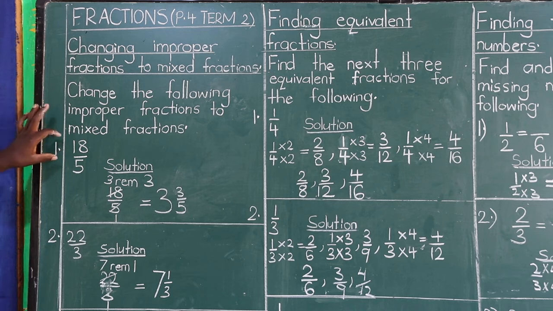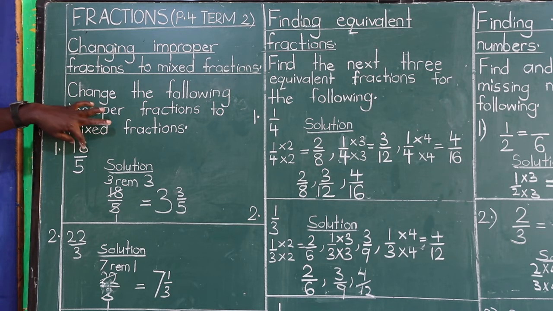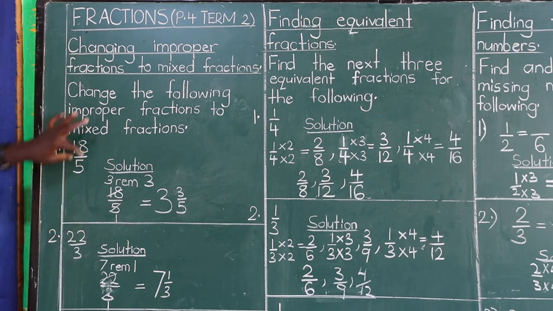So change number 1, 18 out of 5, to a mixed fraction. A mixed fraction is one that bears a whole number and a proper fraction, like 2 1/2, like 1 1/3, and so on. Now, we said this "out of" means divided by. So 18 out of 5 means 18 divided by 5. So you are going to divide 18 by 5.